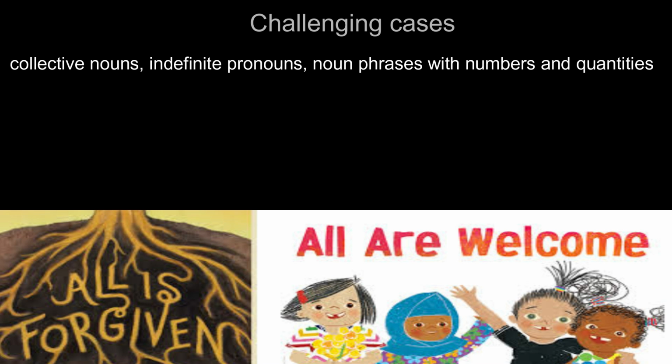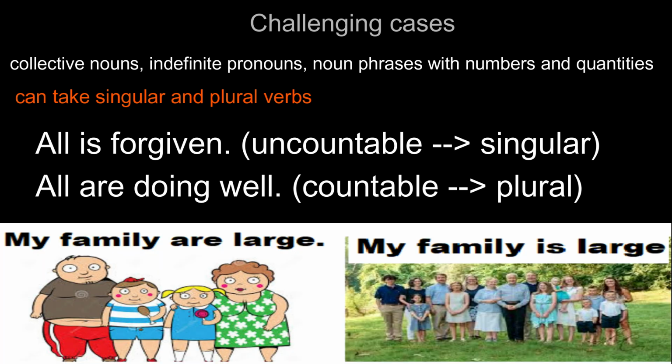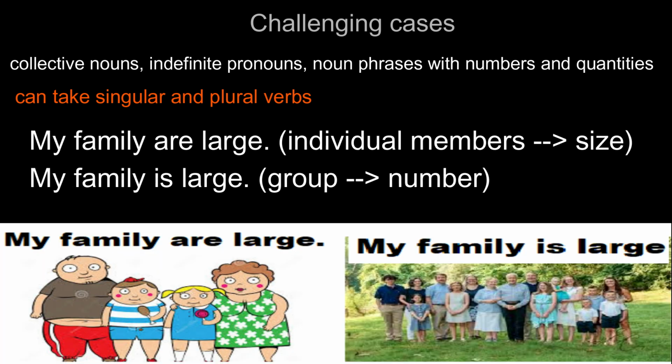Agreement with collective nouns and indefinite pronouns. Subject-verb agreement can be especially challenging for special types of nouns like collective nouns, indefinite pronouns, and noun phrases with numbers and quantities, because they can be both singular and plural, depending on their reference. Some indefinite pronouns, like all, none, and some, can refer to both uncountable things, singular and plural nouns. All is forgiven, uncountable singular. All are doing well. Collective nouns can refer to their individual members or the group as a whole.